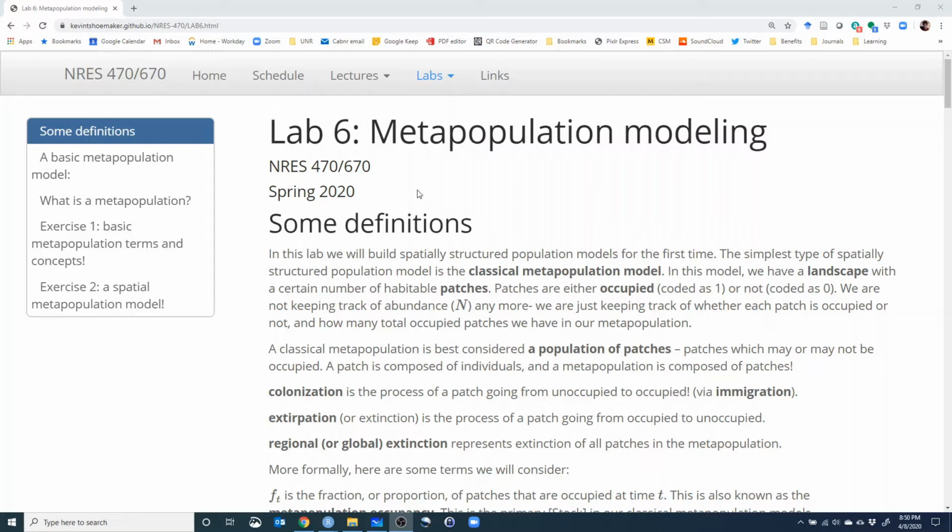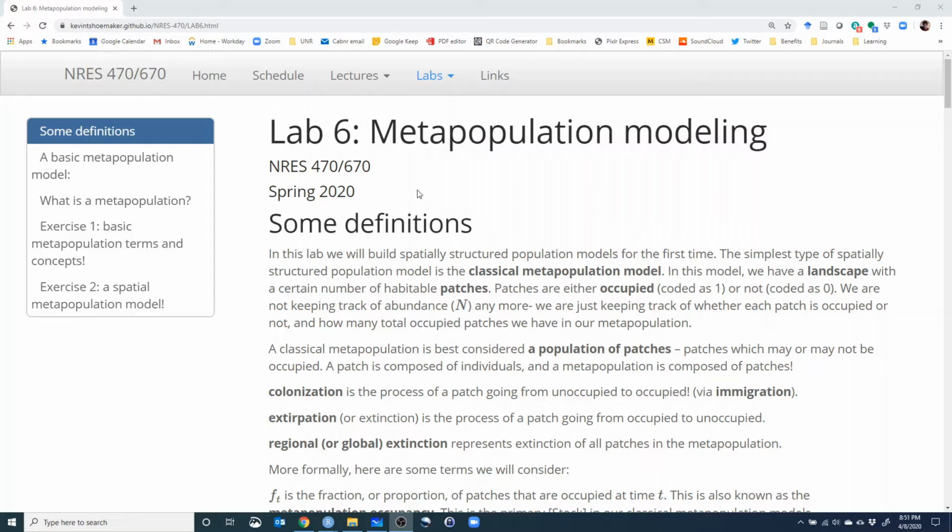There's only two possible states for a patch, just as there's only two possible states for an individual in our individual models, live or dead. Although we don't keep track of dead individuals, we do keep track of dead patches, and that is unoccupied patches. And you'll see that as we go through these models. But the key is that we're not paying attention to abundance anymore. We don't care about the abundance of each patch. We're just keeping track of whether each patch is occupied or unoccupied. We're keeping track of essentially how many total occupied patches we have in our metapopulation, or more specifically, the fraction or proportion of patches that are occupied at any given time.